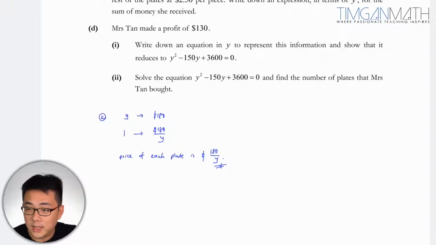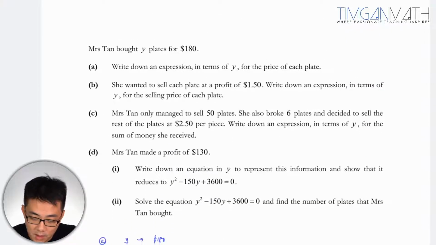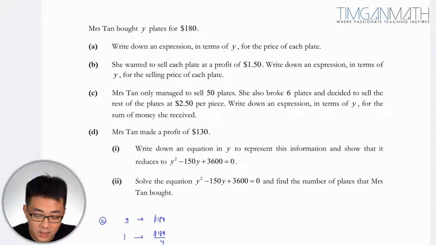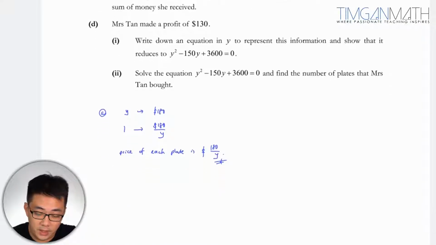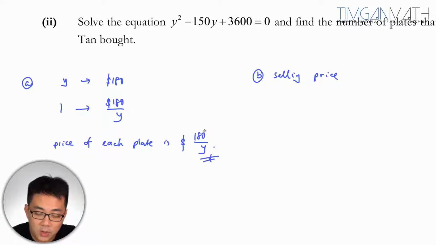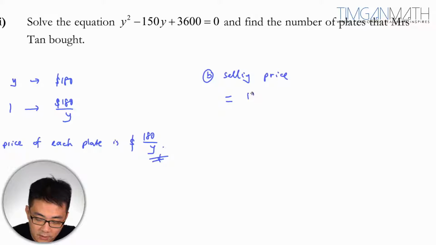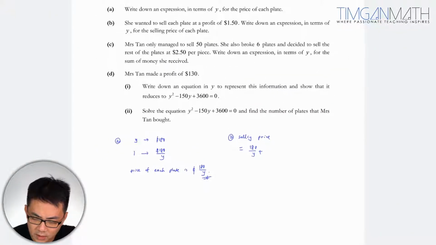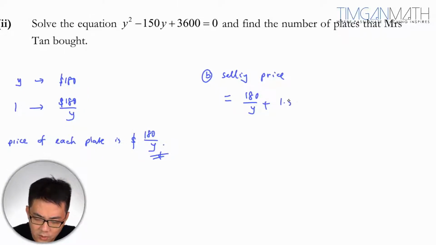Now let's look at the second part of the question. She wanted to sell each plate at a profit of 150. Write down the expression in terms of Y for the selling price of each plate. So selling price, this would be the cost price, right? So in other words, selling price will just be 180 over Y plus 150, because all these are in dollars.